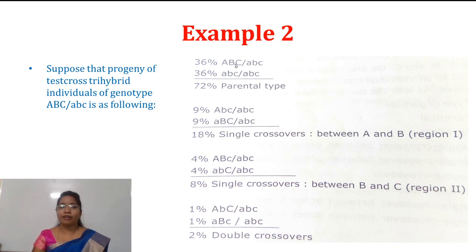And finally, whenever there is a double crossover, at that time swapping will be of the middle gene, that is the B gene. In this case, capital B is replaced by small b. So in this way, from single crossing over and double crossing over, these are the recombinant products. Here is the frequency of the parental and the recombinant types.